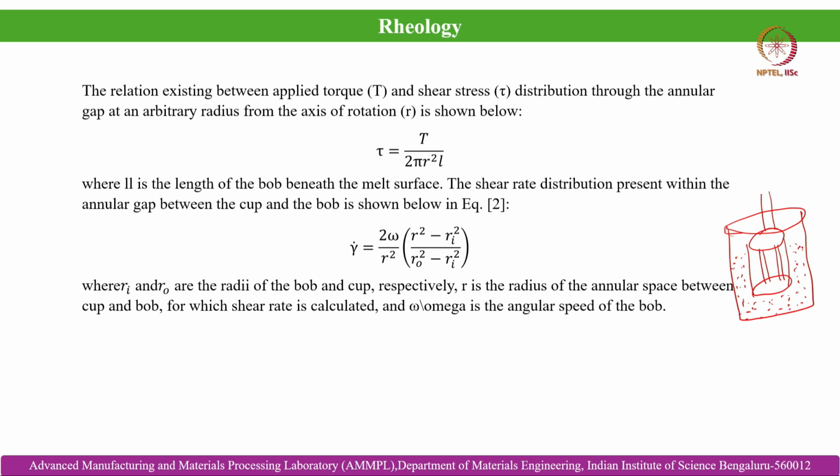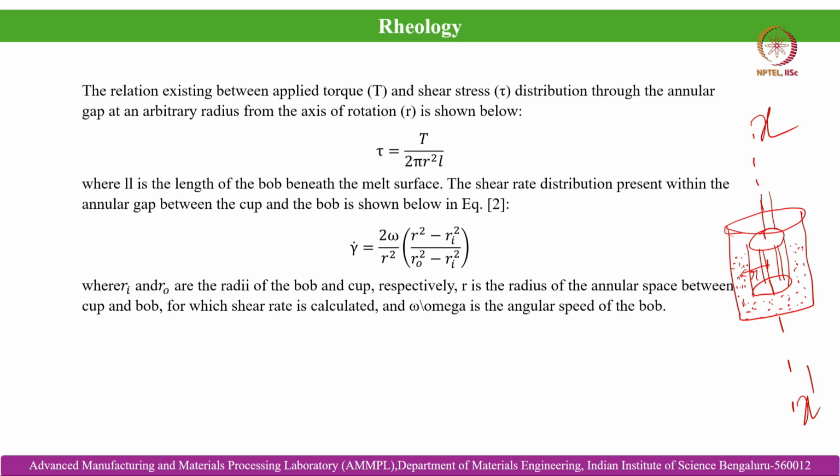Okay. So, the relation existing between the applied torque capital T and the shear stress tau through the annular gap at an arbitrary radius from the axis of rotation. So, you can assume this as the axis of rotation, say x bar. From there, we can estimate the shear stress at any radius from the axis of rotation, say here. This is the radius r.